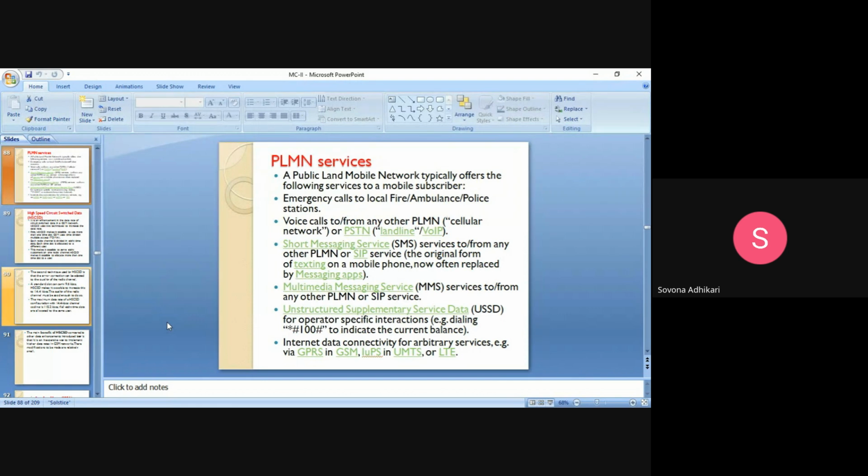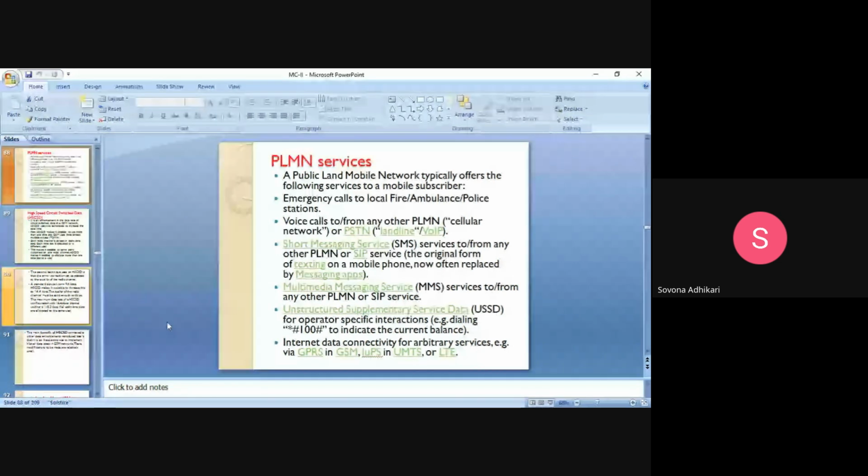Besides that, we can not only send short messages, but also MMS, multimedia messaging service: some audio, some video, graphics, images. You can send them over PLMN services to and from any other PLMN or SIP services.